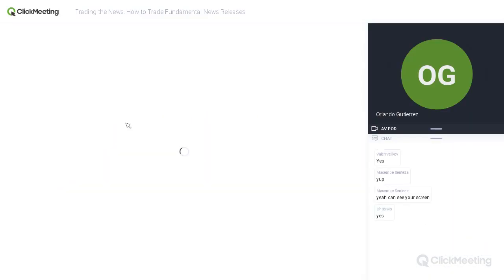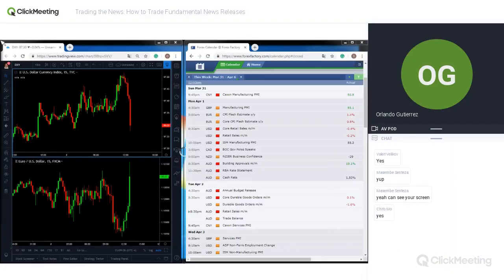Trade fundamentals news releases. Now, on the right side, we have the economic calendar, and on the left side, we have our charting platform, okay? And what we're going to be doing is looking at the different types of news releases that we can trade, and we are going to look at the reaction in the markets, okay?